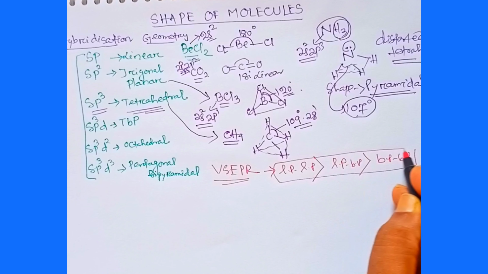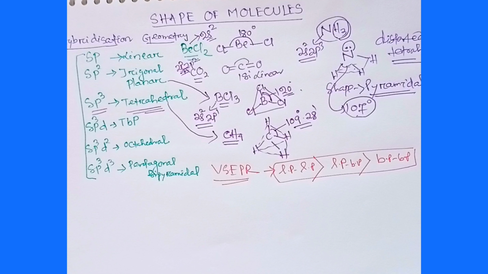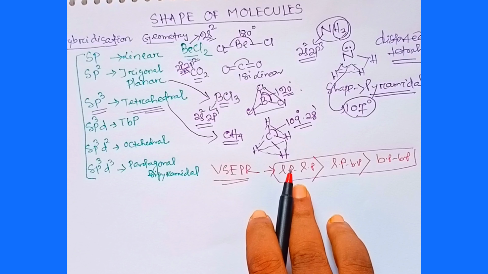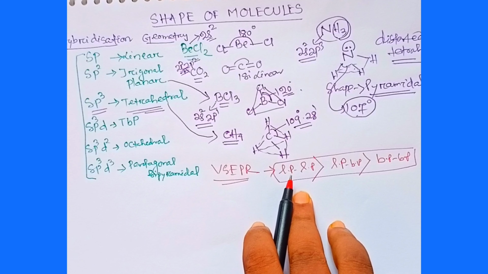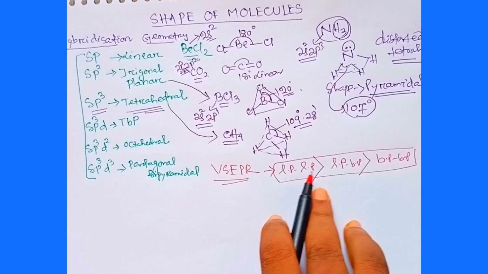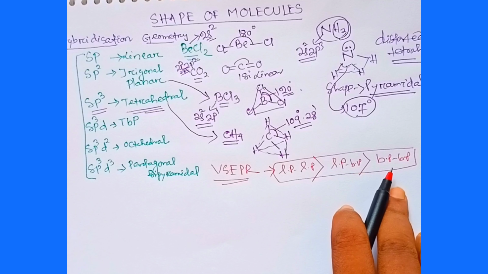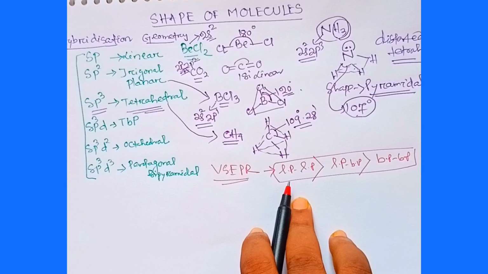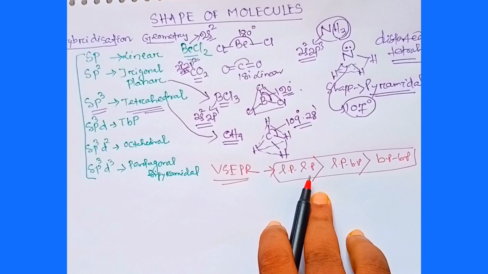So what does it mean? That means whenever lone pairs are present over the central atom of a given molecule, then three kinds of repulsive force are operational over the molecule. One is lone pair-lone pair, the other is lone pair-bond pair, and the third one is bond pair-bond pair, and the strongest repulsive force is between lone pairs.